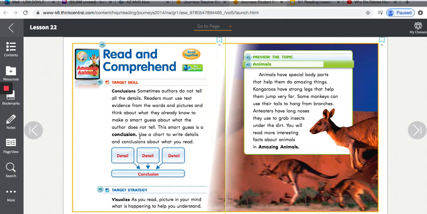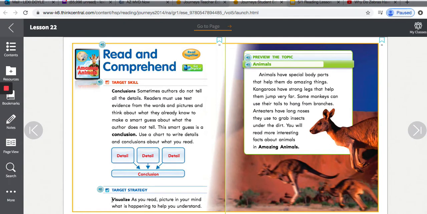Okay, starting back here. Use a chart to write details and conclusions about what you read. So this chart right here shows what we are going to be doing after we read this story. We are going to be looking for 3 details from the story or things that we already know, prior knowledge, to make a conclusion, to draw a conclusion, okay?